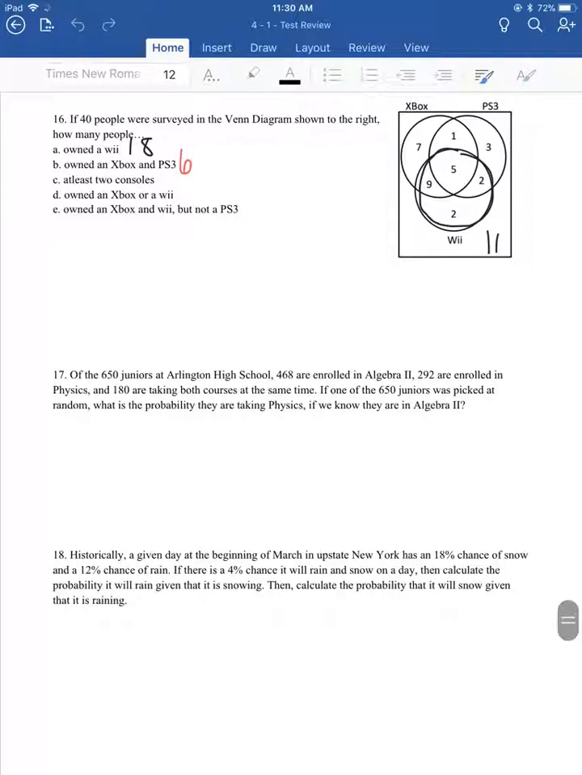And then the third question says owned at least 2 consoles. So these people own 2, these people own 2, these people own 2, and these people own 3. So you would add all 4 of those numbers together. So that would give you 17.